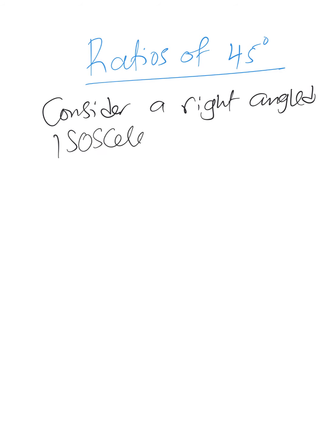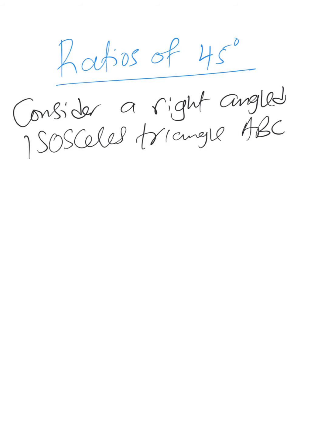Let's call it ABC, okay? We know that an isosceles triangle has 2 sides equal, so it is right angled and 2 sides are equal. This is a 90. So if this side equals this side, any length works, but I'm working with 1, okay? 45 degrees. 45 degrees.